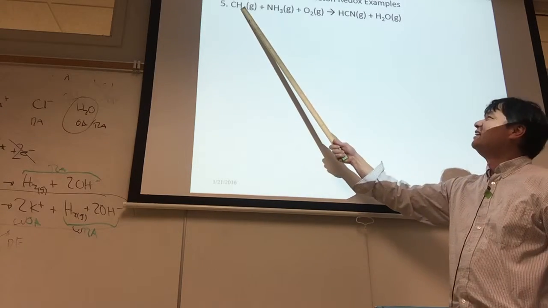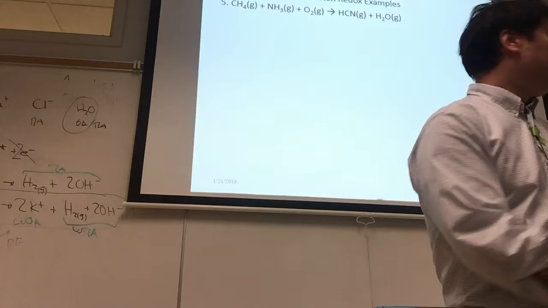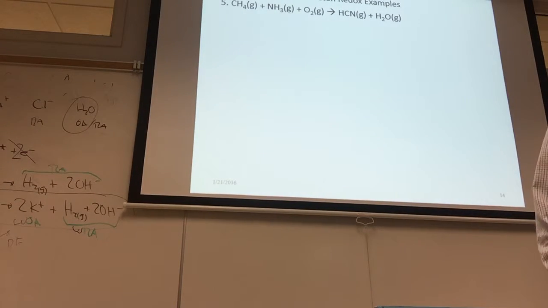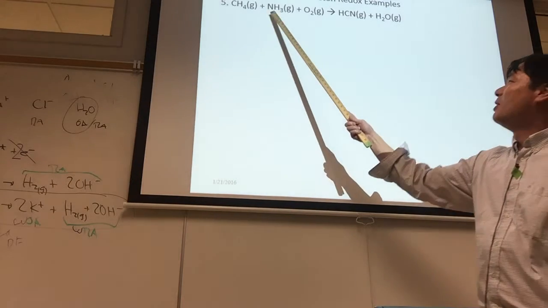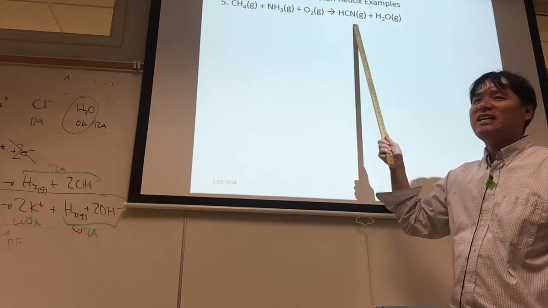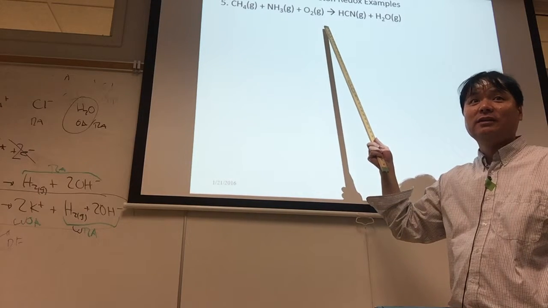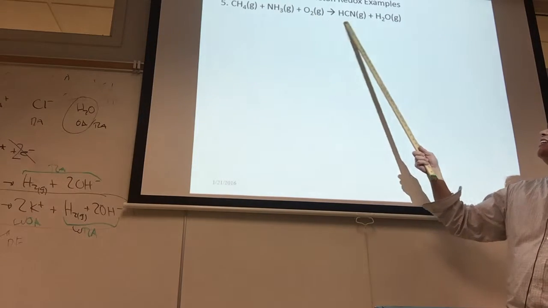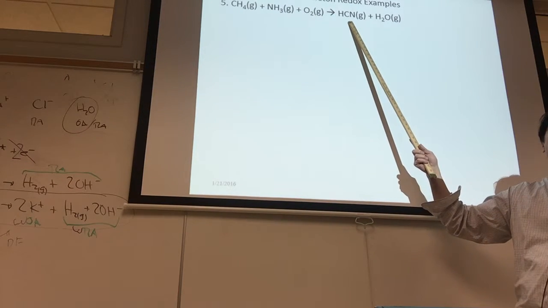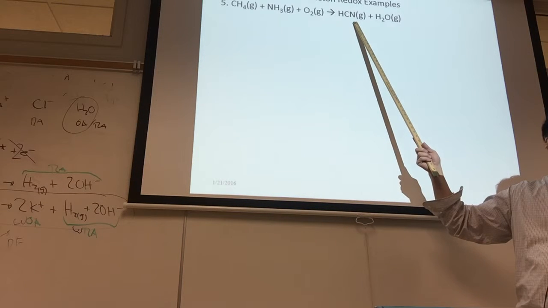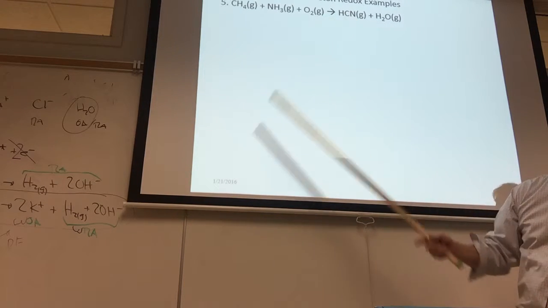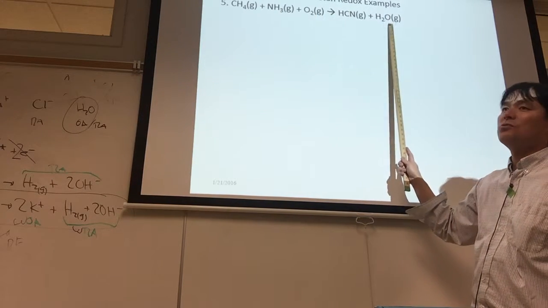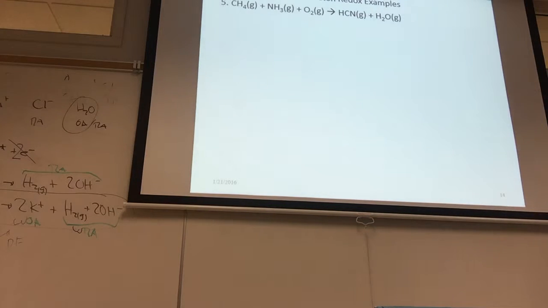When you burn methane, don't go spraying ammonia in there, because you're going to make some nitrogen-containing compounds. So methane combusting with ammonia yields hydrogen cyanide and water. Hydrogen cyanide is very toxic. And so anyway, we'd split this up. Methane and ammonia goes to hydrogen cyanide, O2 goes to water. That's the way we'd split that up.